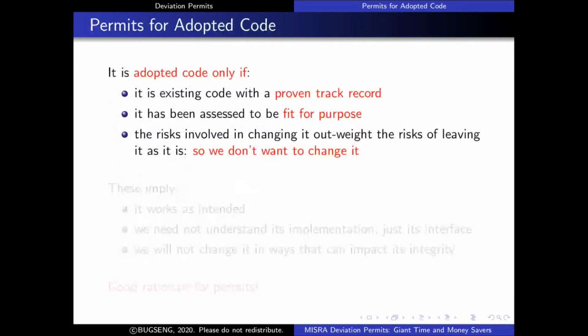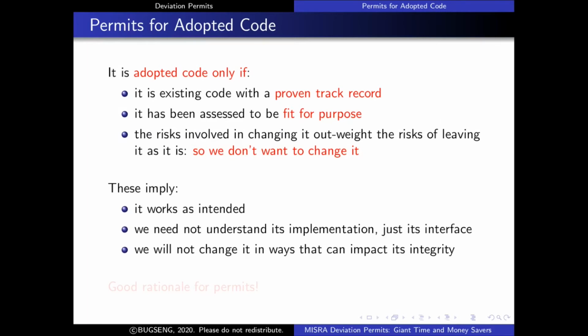Okay, so let us touch on the topic of adopted code. Adopted code is a potentially very generous source of permits. So let me recall one of the important things that we have covered in the webinar about legacy and third-party code. The bottom line is that it makes sense to consider some code adopted if it is existing code with a proven track record, if it has been assessed to be fit for purpose, and if the risks involved in changing it outweigh the risk of leaving it as it is. So we don't want to change it, okay?